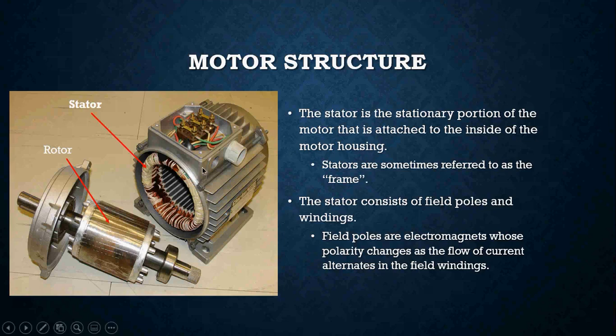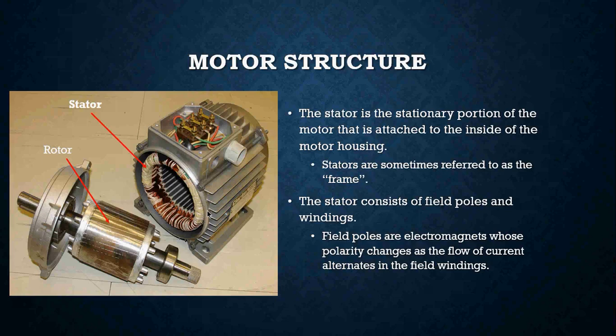The stator is right here. See this bunch of coil wires right here? That's our stator. The motor housing is this guy right out here. This is what houses everything. So what does the stator consist of? The stator consists of your field poles and windings. Field poles are electromagnets.